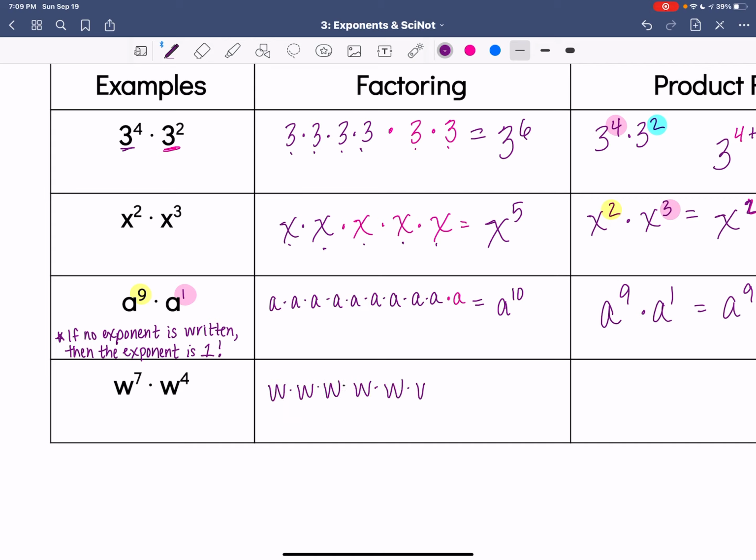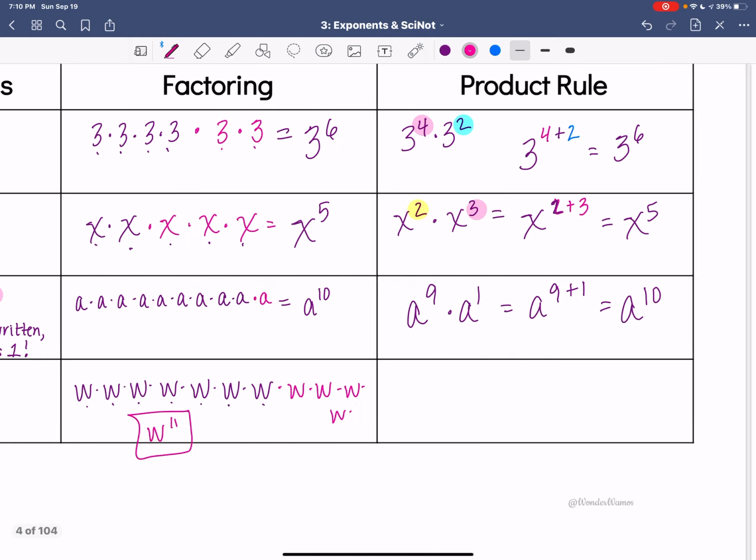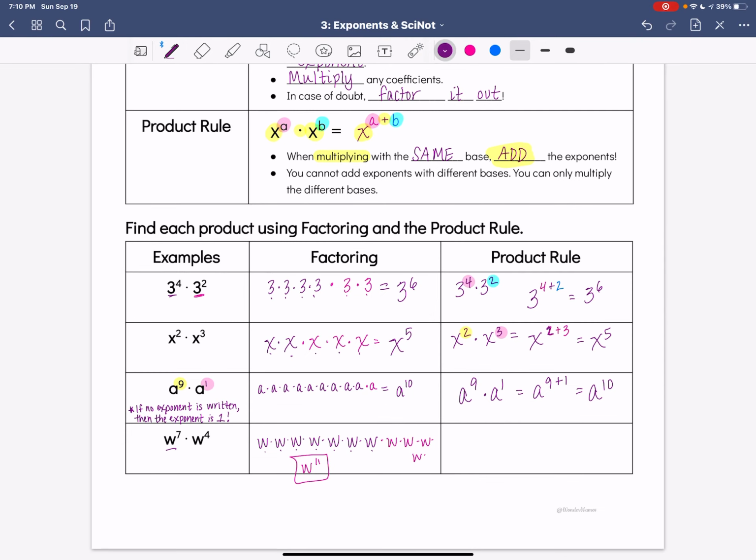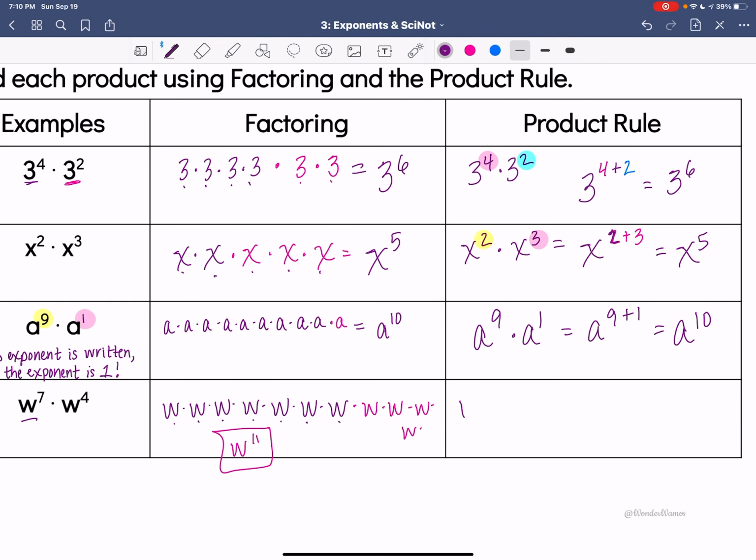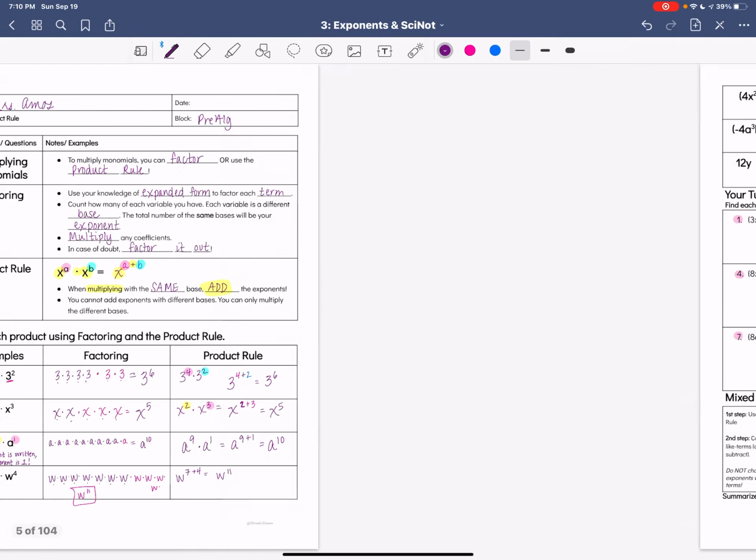So we got 1, 2, 3, 4, 5, 6, 7. So that's this guy. And then times. Oops, ran out of room. So now that I've got that, I should have w to the 11th power. All right, and then the shortcut here is take your base, and you're going to go 7 plus 4, which is 11. So once you get the hang of this, you don't have to factor it all out. But if you ever get stuck, factor it out and then count it.